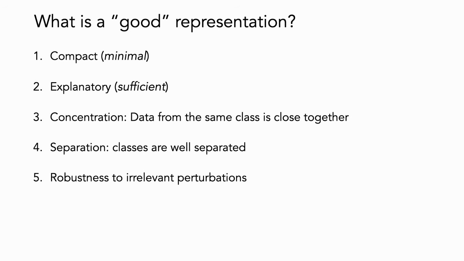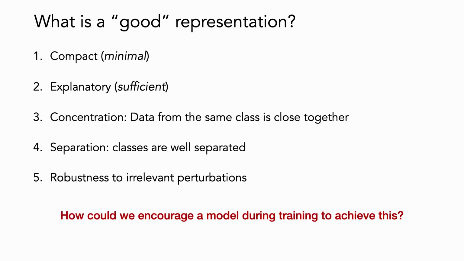A nice example of this, and we'll get into this later: if you saw me from this angle, you'd want to be robust to me looking the other direction. It's still Sara, right? It's not somehow a completely different class. So you might want to be robust to a perturbation like pose. So how could we encourage a model during training to actually achieve this type of representation?